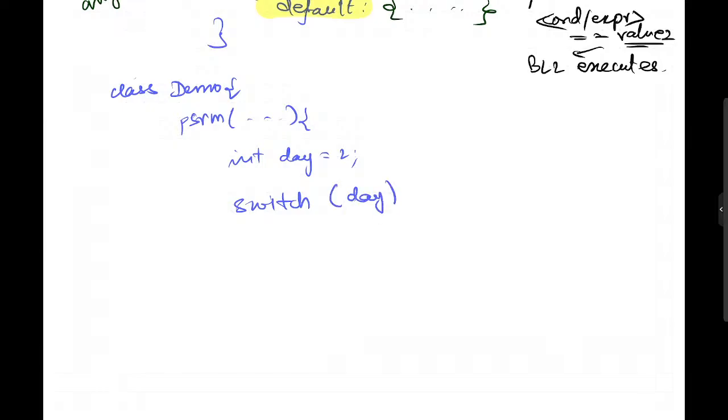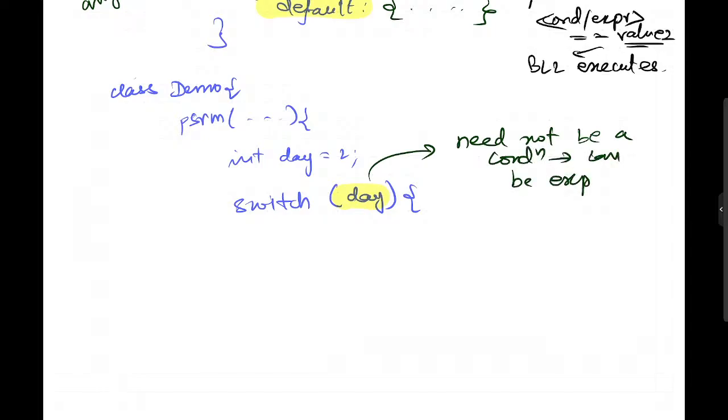If I switch on day, one more thing: whatever you have here need not be a condition. It can be an expression. You provide a value, and that value has to match a case. You will say case and give a number here, because this day is an integer. So the case will take a value.